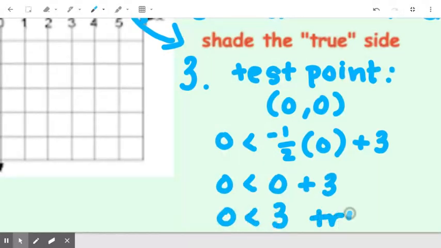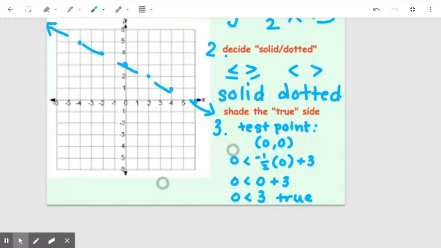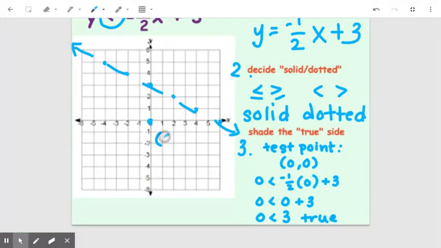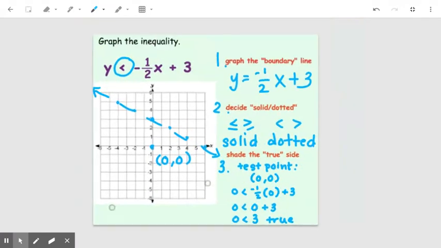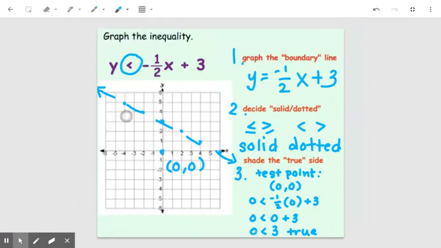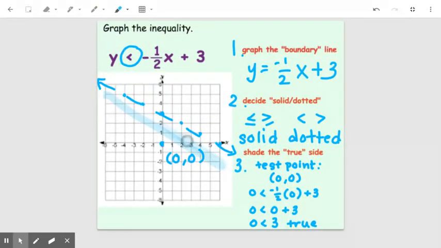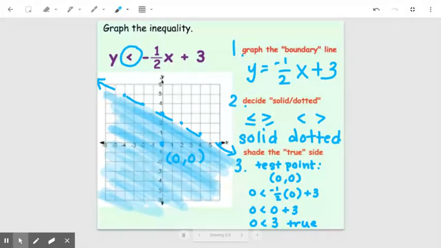That, my friends, is a true statement. So that means 0, 0, which is right here, made the inequality true. That means that any point on this side of the line with 0, 0 is going to be a solution. So we shade this side of the line. So as a recap, any point on this side in the shaded area is a solution. If I pick any point over here in the unshaded area, it is not a solution. If I pick a point on the line because it's a dashed or dotted line, it is not a solution.